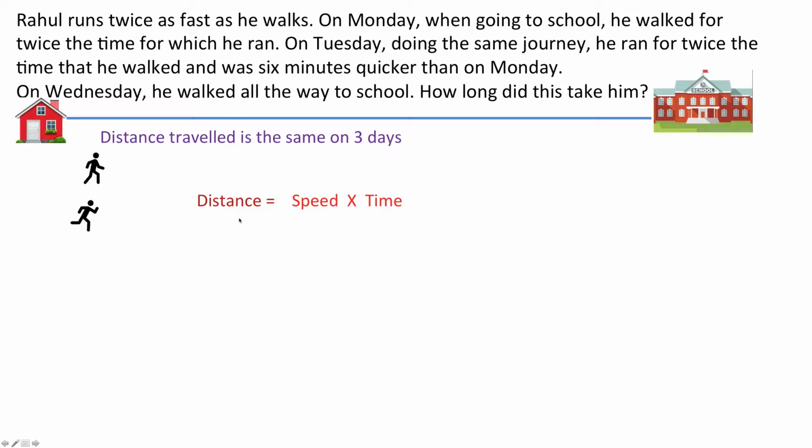The distance is speed times time, and the fact that the distance traveled on all the 3 days is the same. So this distance, which is calculated by speed into time, will be the same for Monday, Tuesday, and Wednesday.